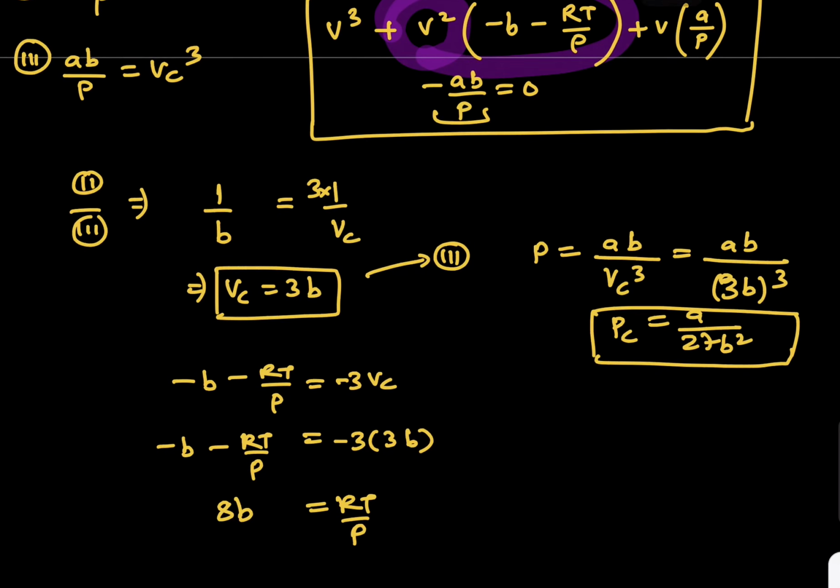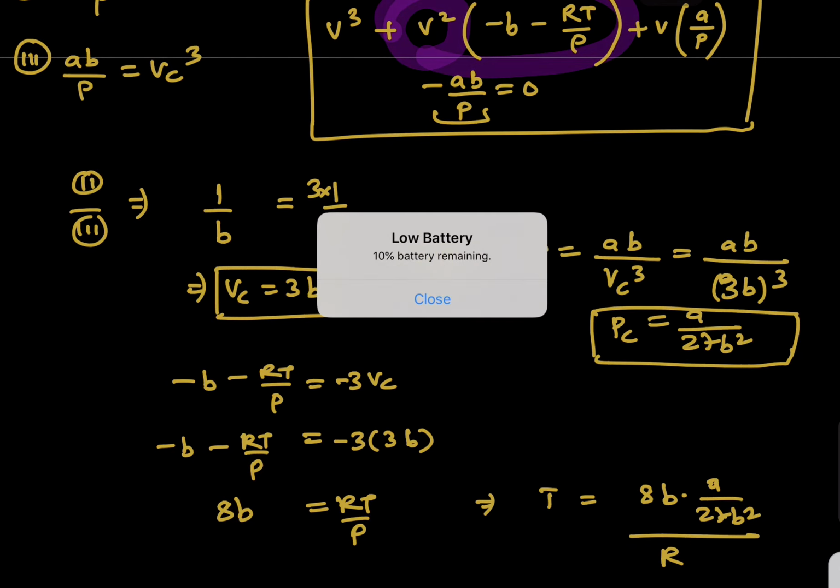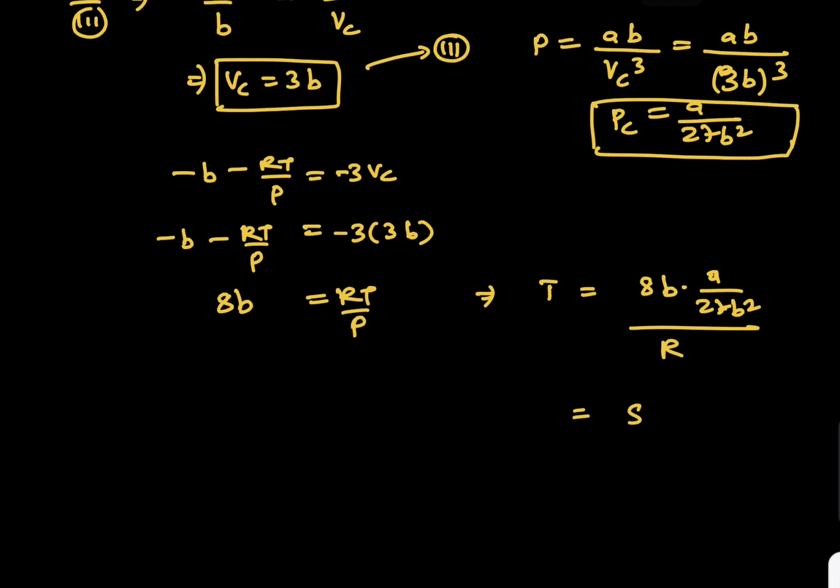Put it back: how much is Pc? Use the value and get the value of T. So it becomes 8b into a upon 27b squared divided by R. If you just check the value, it is 8a upon 27Rb. So we got all three critical constants.